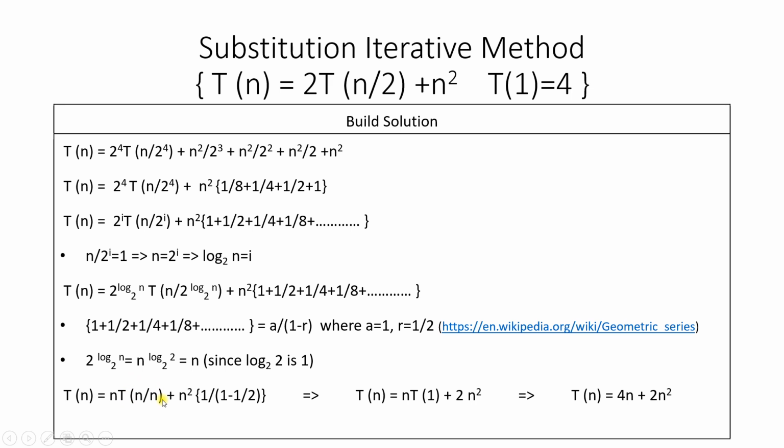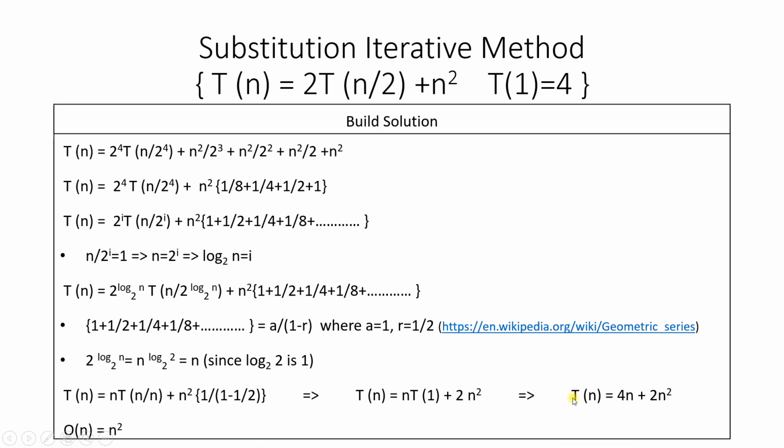And t n upon n, okay, because this part is also n. Then we have n square, and replace this value with 1 minus 1 upon half, right? So after solving this we get what, t of n is equal to n multiplied by t of 1 plus 2n square, right? So we already know that t of 1 is equal to 4, so we just replace this value over here, and we get the time complexity equation as 4n plus 2n square. From this we can conclude that the big O of n is equal to n square.